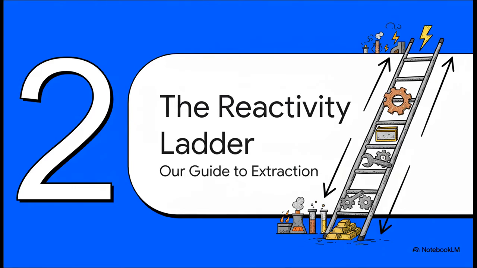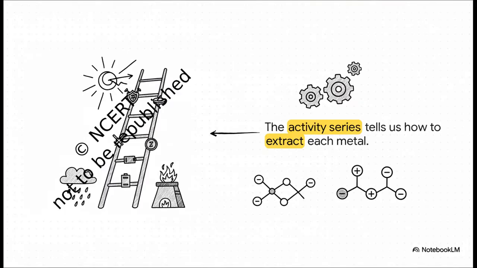Okay, so we have our ore and we've cleaned out the gangue. Now for the main part. How do we actually get the metal out? Do we use the same method for every single metal? The answer is no. So how do we decide? Well, we have a very special guide for this, something called the reactivity series of metals. Take a look at this chart. This is our guide, the reactivity series, or as I like to call it, the reactivity ladder.